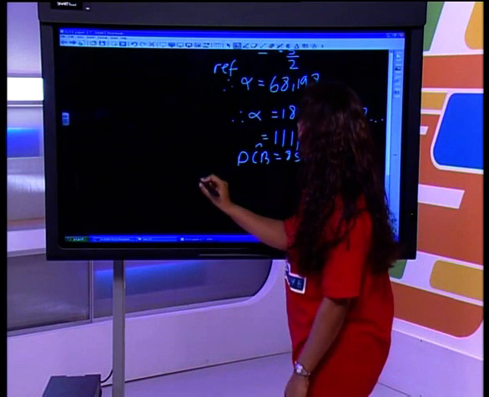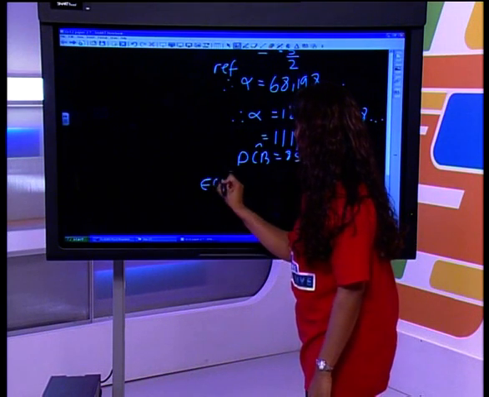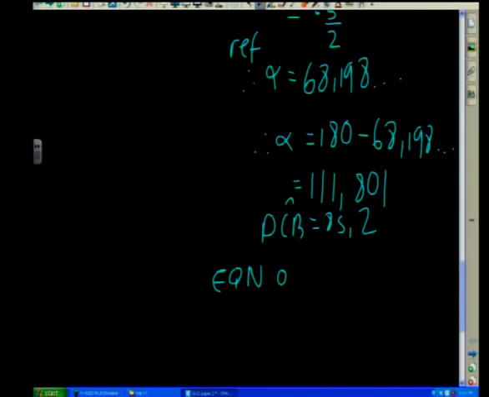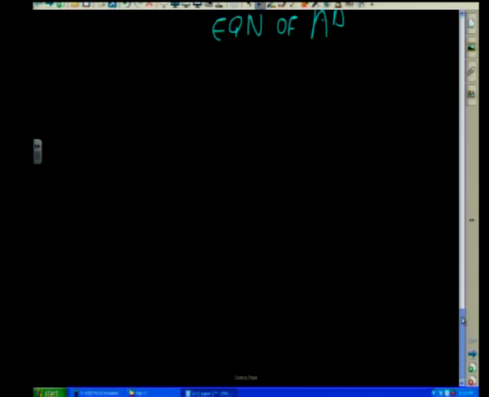Okay, so this is now the equation of AD. We know that in y minus y1, we have the coordinates of A, which are 3 and 7. So therefore, it's going to be y minus y1, which is y minus 7, is equal to my gradient, which was a half, into x minus x1.